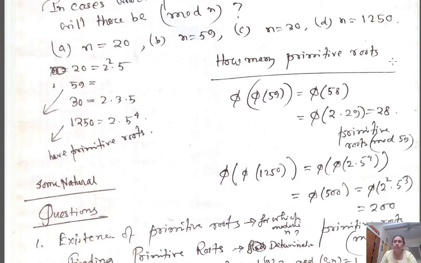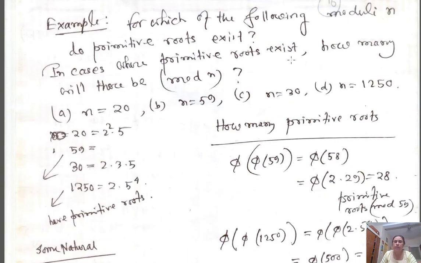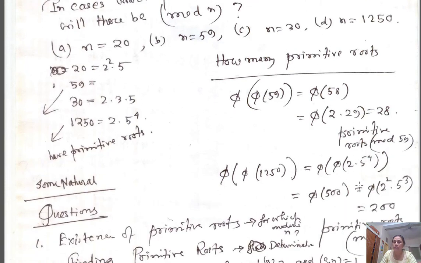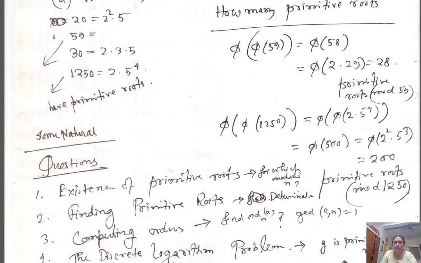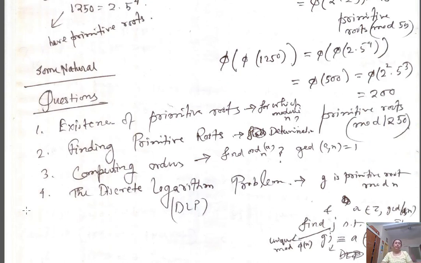Now, how many primitive roots? The next question was, in case a primitive root exists, how many? This is phi of phi n. So if n is this, you can easily calculate these values. Now, some natural questions. The first question is the existence of primitive roots: for which moduli n a primitive root exists. You can answer this. The second question is finding the primitive root, determining a primitive root. This problem we are going to discuss now.